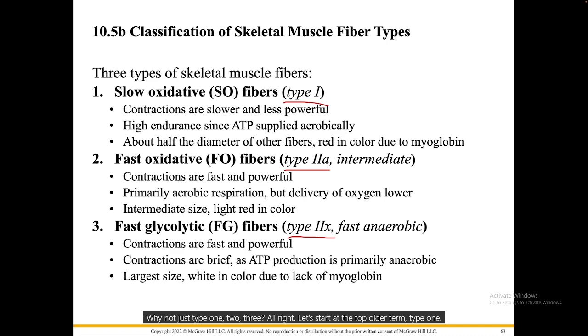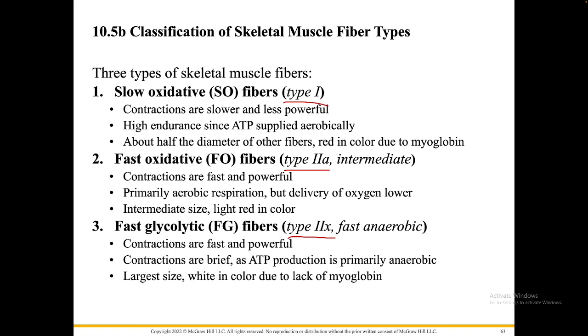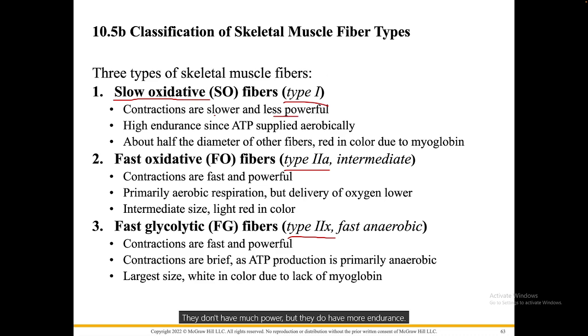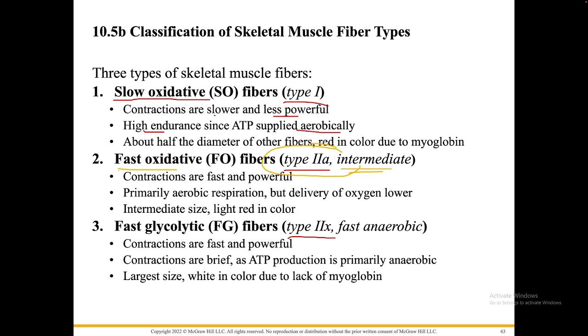All right, let's start at the top. Older term type 1, but the more common term slow oxidative. They're slower to contract. They don't have much power, but they do have more endurance. Oxidative means I'm aerobic, right? I'm going to be breathing more when I'm using these. Slow oxidative, the old term type 1. Kind of the opposite is fast oxidative and type 2A. Also, unfortunately, a third name for these are intermediate fibers. And intermediate literally means they're between the other two.